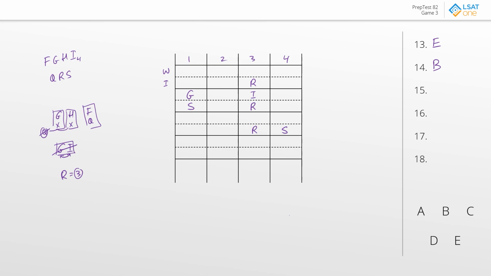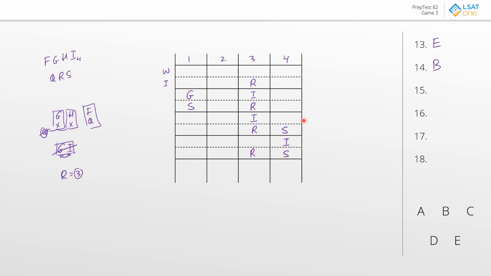Now, in those two scenarios, if R is going to be the one who's responsible for the double, then R is going to have to do I. And if S is the one who is responsible for the double, then S is going to have to do I. So those are our only two plays here.